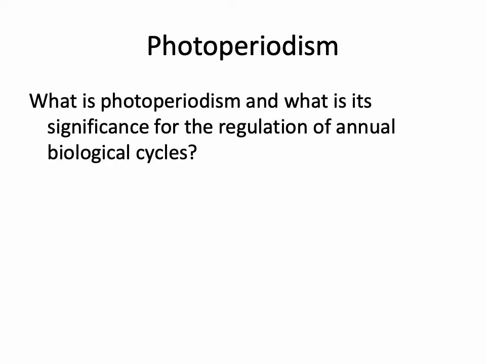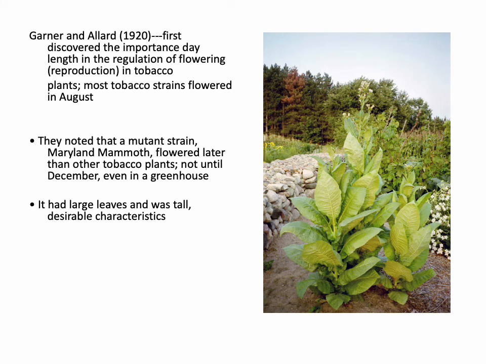Changes in day length over the course of the year is the Zeitgeber for the circannual rhythm. So what is photoperiodism? What is it significant for the regulation of this annual biological cycle? We became aware, as a sort of collective Western scientific knowledge, of photoperiodism in 1920 with a series of experiments done by Garner and Allard.